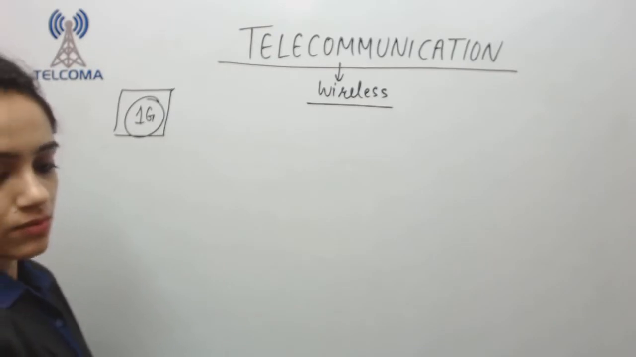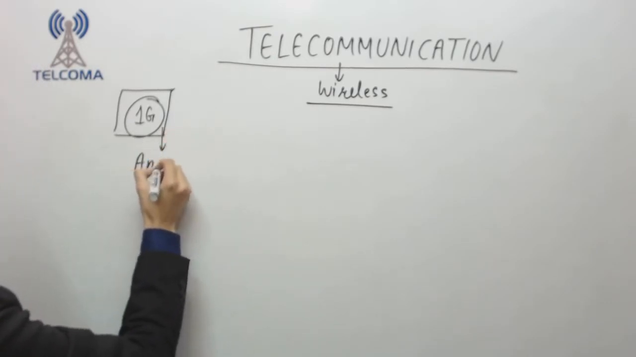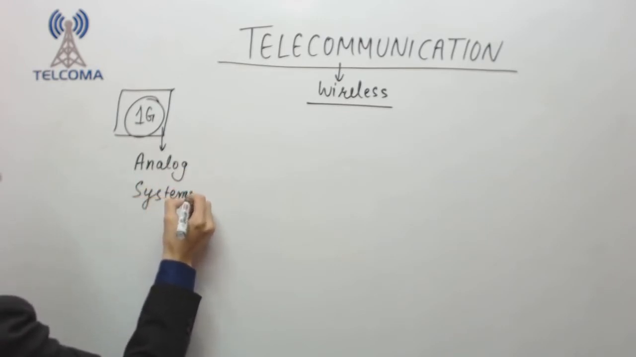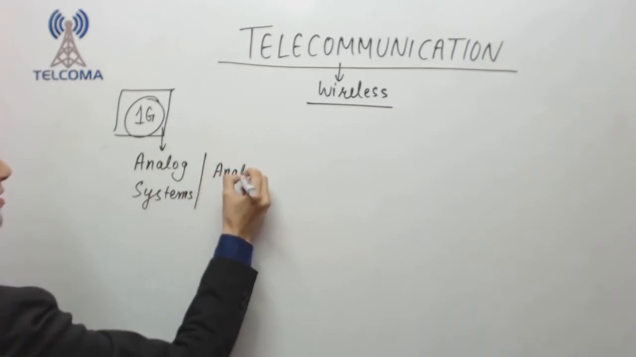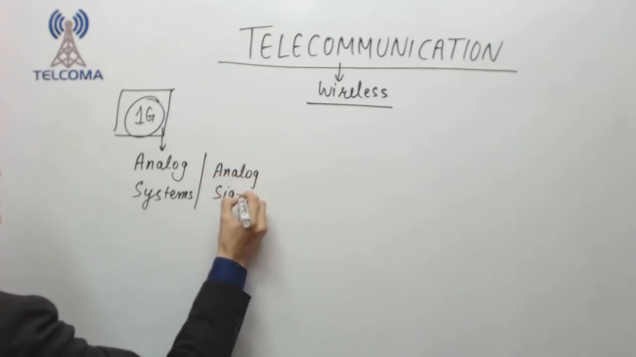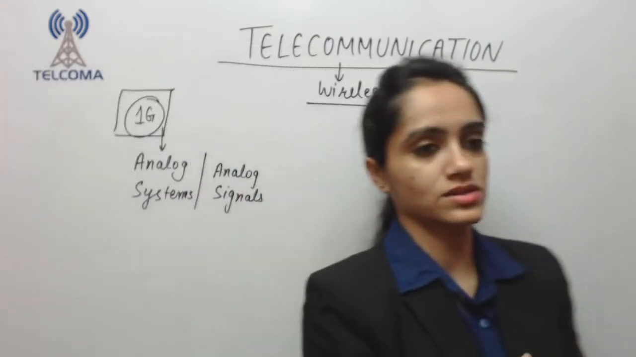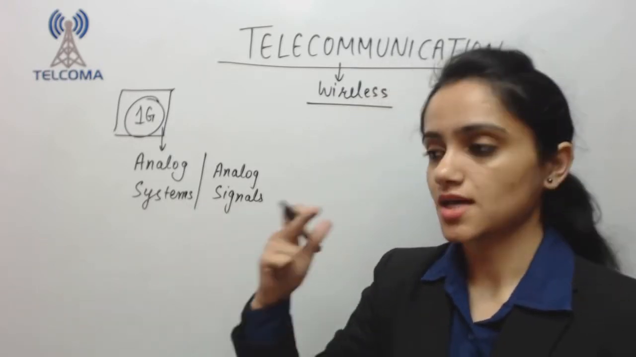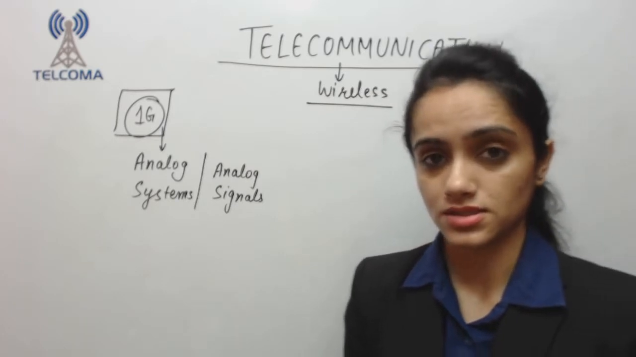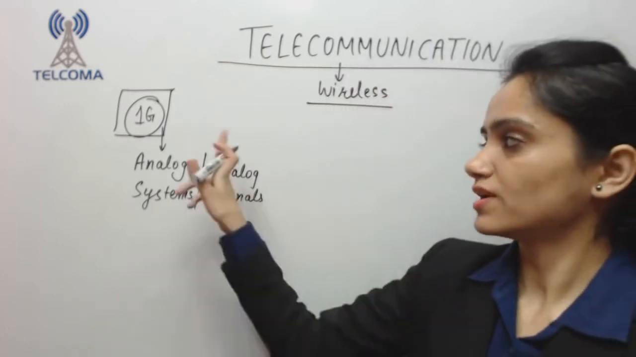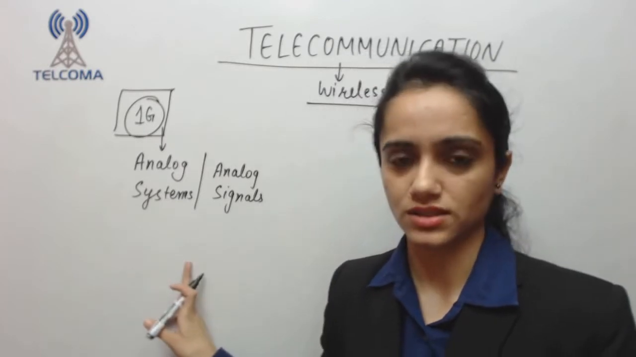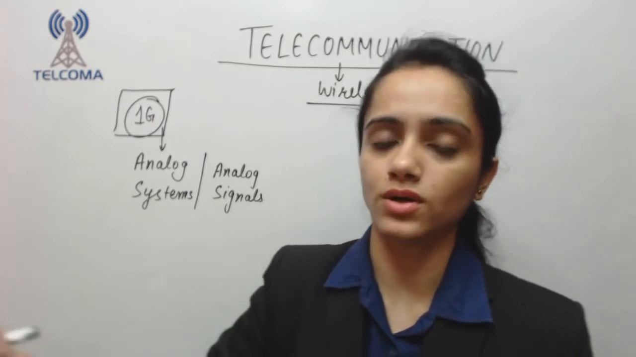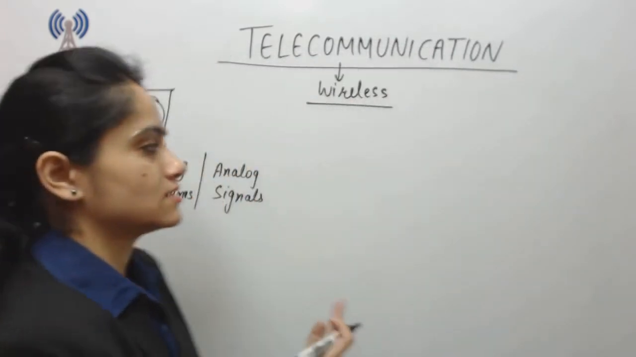Now in this 1G, what do they prefer? They prefer analog signals. That means all processing is of analog signals, like when I am speaking, the waveform which I am radiating is an analog signal. It is not converted into digital, because that is another era. So 1G uses an analog system. As we know the disadvantage of analog signals, they are not able to cover a long distance.